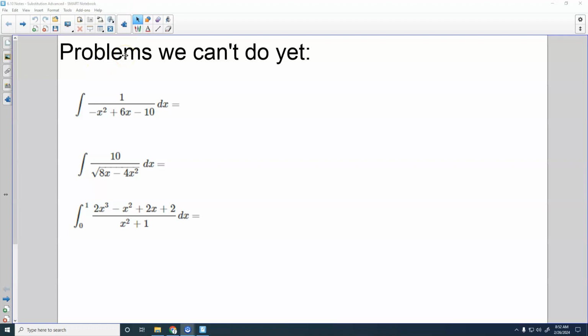Here are a few of the things that we will be looking at. These problems all look a lot like you should do u/du substitution for them. If I tried u substitution on this first one, what's the issue? So what would the u be if I tried to do this problem?